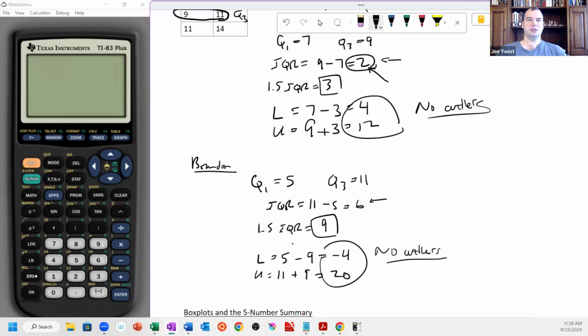His is more variable, but it's not like one of these data points really doesn't fit in with all the others. It's just that everything is a little more spread out.